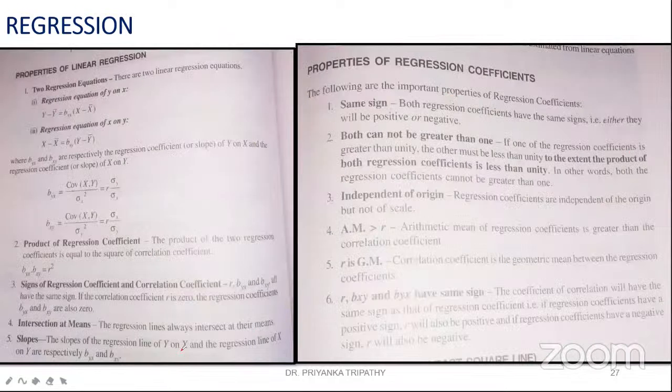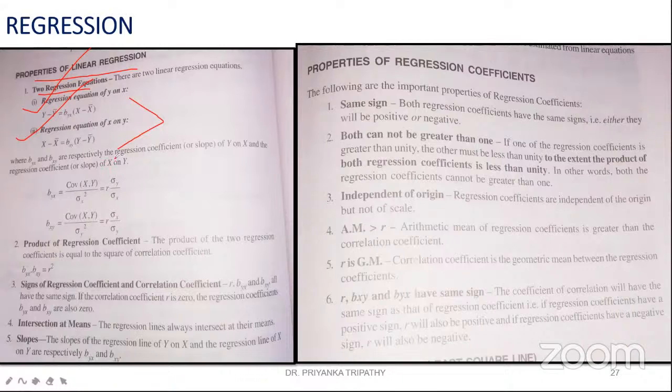Okay. Now, properties of linear equation. What are the properties of linear equation? There should always be two regression equations. What are the two regression equations? The first is the regression equation of y on x, and the other is x on y. You can jot down the formulas as and when you get them, because ahead you will be solving a problem.